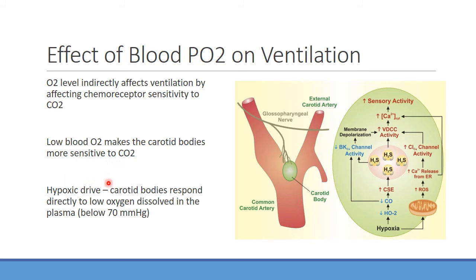And so we call this a hypoxic drive, where the carotid bodies are going to respond directly to low oxygen dissolved in the plasma, usually when we get below 70 millimeters of mercury. Again, this is on the arterial side that we're going to be measuring this. So again, normally we said that coming out of the lungs should be around 100, was our partial pressure of oxygen there. So once it gets down below 70, maybe only a 30% drop there, that's when we're going to start to say, hey, we're hypoxic here, we need to start breathing more and help to stimulate that.